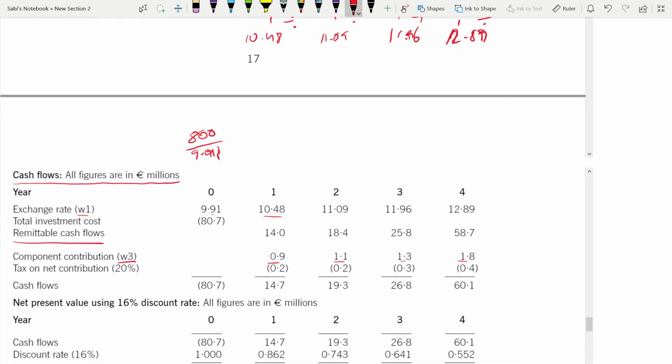Okay, so this is done, this is done, this is done. Now what? Tax. Don't forget the tax, in that country or this country, tax has to be there. It's a pre-tax figure, so tax on net contribution. Now what is net contribution?